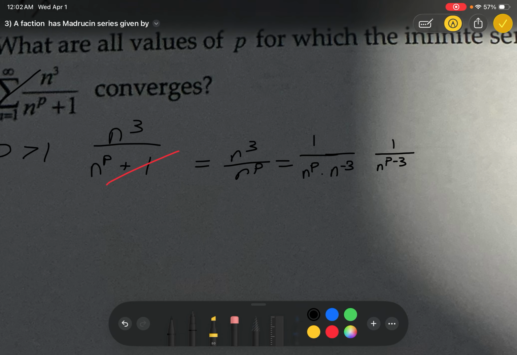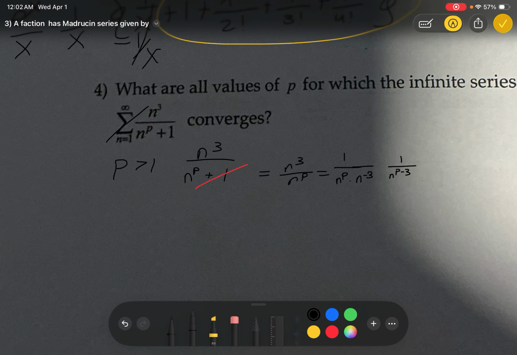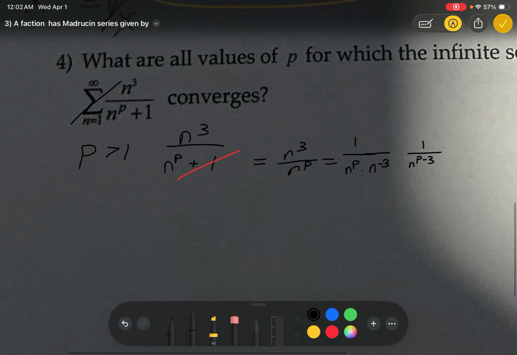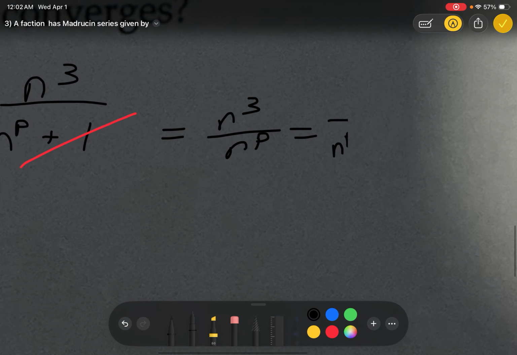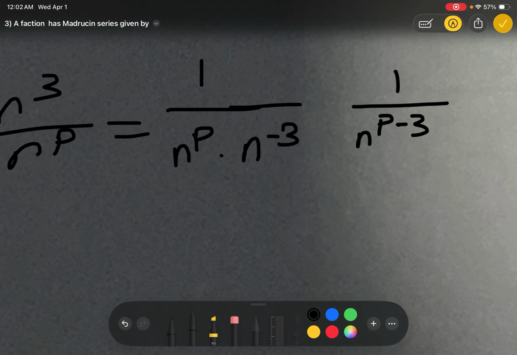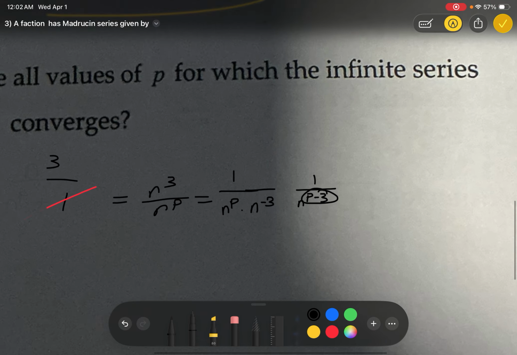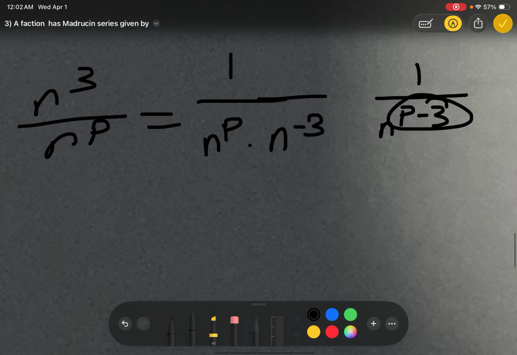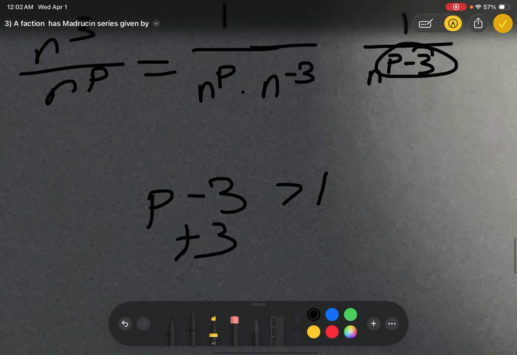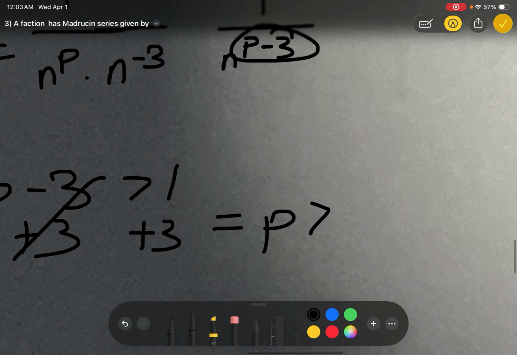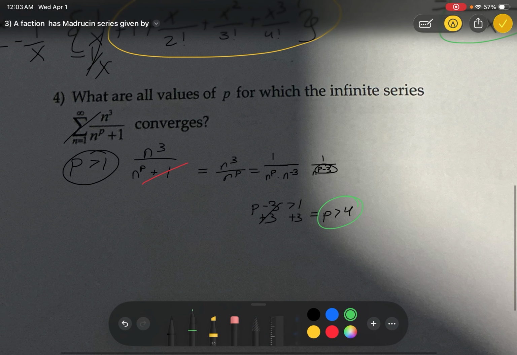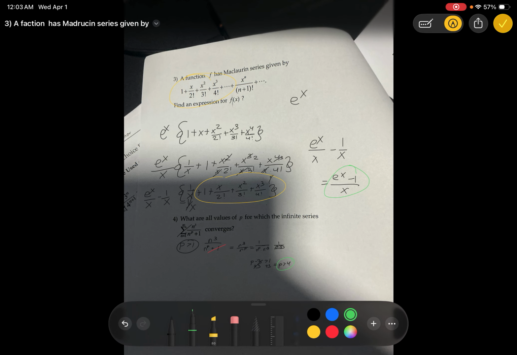And now we need to find when this series converges, and it converges when p is greater than 1. So you need to set this exponent greater than 1. So p minus 3 is greater than 1, plus 3, which gives you p is greater than 4 as your answer. This concludes question 3 to 4, going on to 5 and 6.